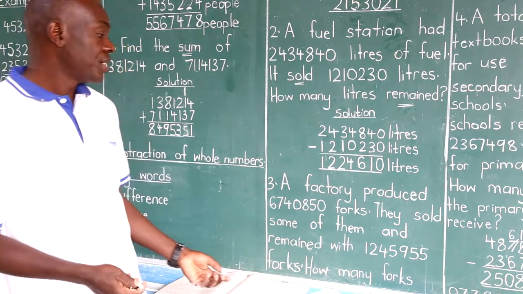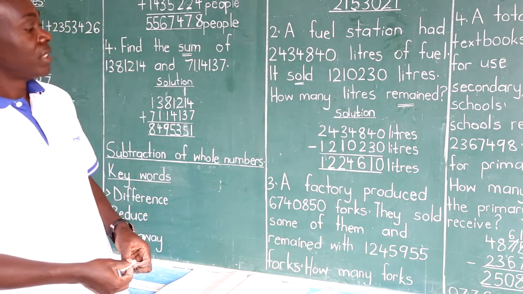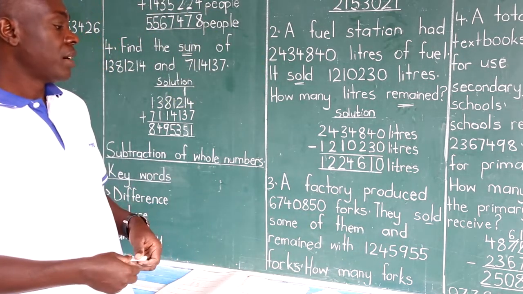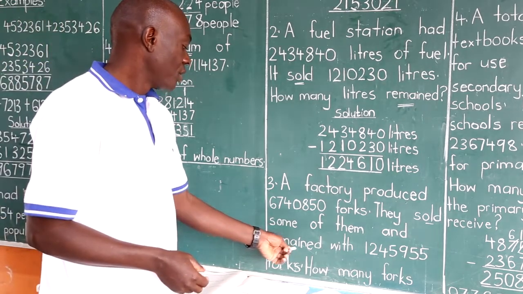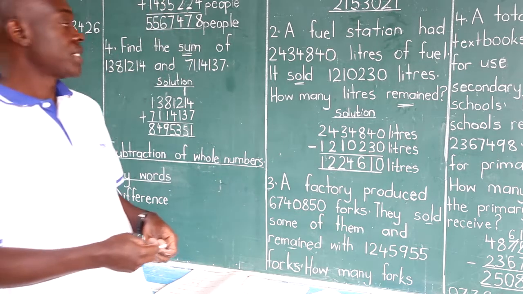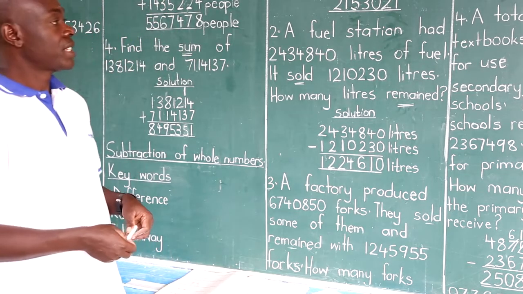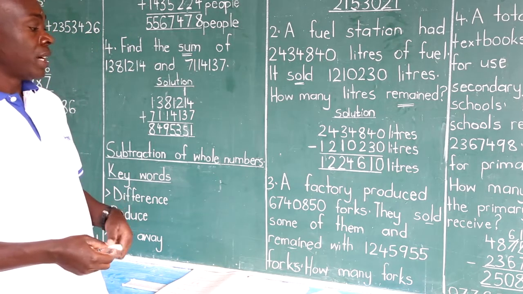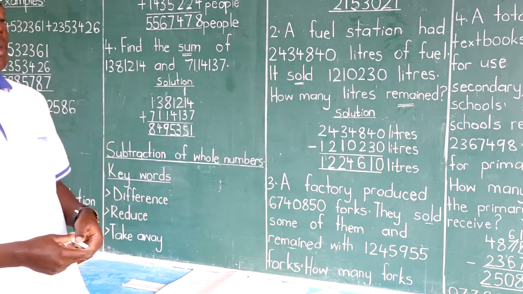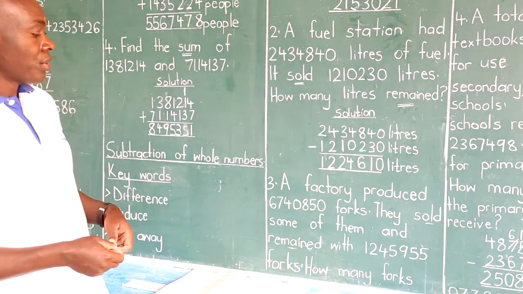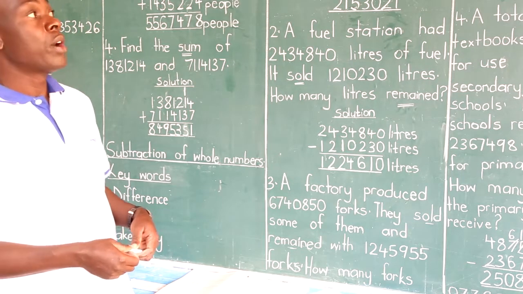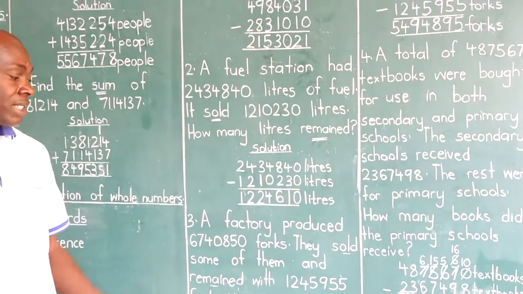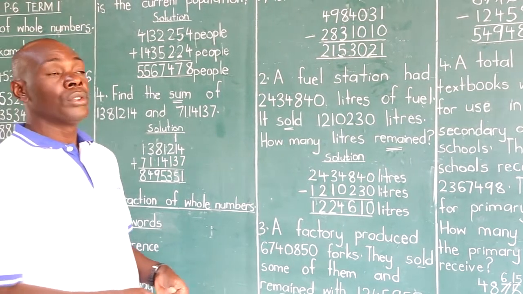So here the key word is sold. I say when you sell, you remain with some. So those that remained also show that element of subtraction, like it was in number 2. The difference from number 2 is that number 2 had the liters the station had and those that were sold, whereas here I've got the forks that were produced for that period and those that remained. Now they want the ones that were sold. Still, do subtract: those that were produced minus those that remained, then you will know those that were sold.